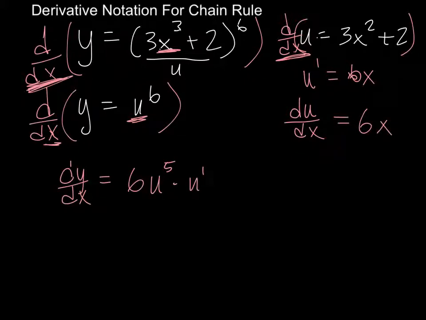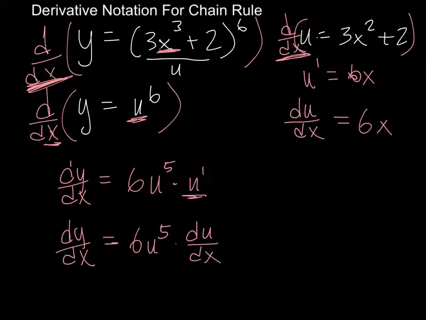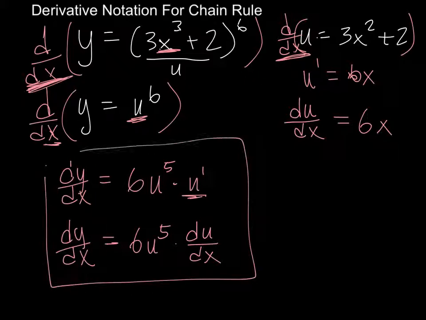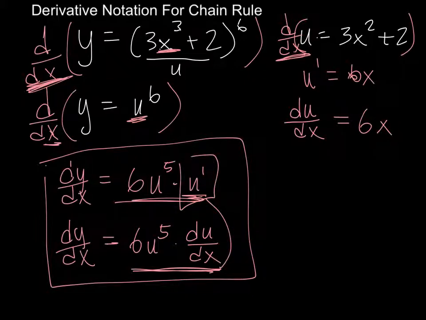Now, down here, we've been using the notation u prime, and I'm going to continue to do that. But what I want you to see is that I can rewrite this as dy dx is equal to 6u to the 5th times du dx. Both of these are the exact same thing. Using the chain rule, it's totally fine to think of it this way, but you need to also see it in this form and understand that these are the same thing. This is u prime, this is du dx, they mean the same thing. We're going to get 6x.